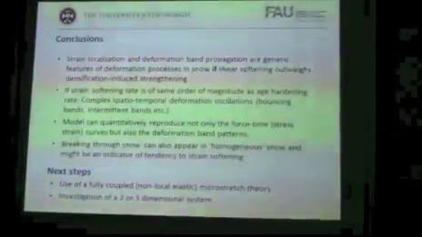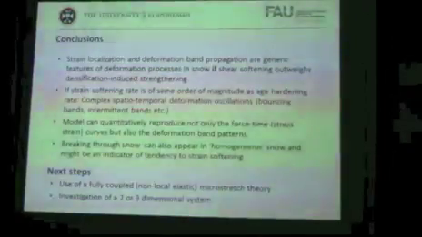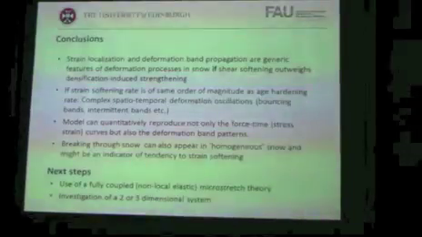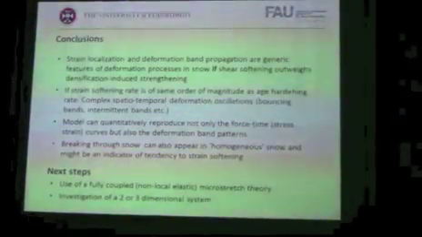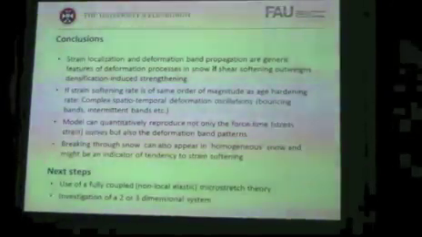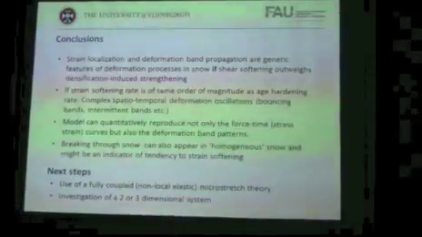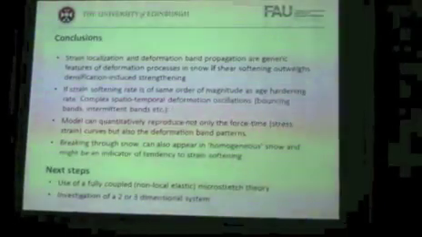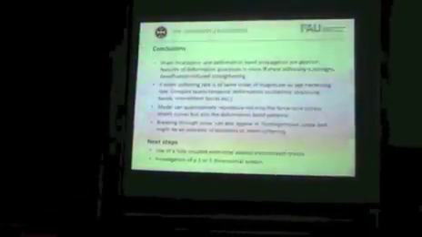So to conclude, strain localization and deformation band propagation are a generic feature of these deformation processes if the shear softening outweighs the densification-induced strengthening. The pattern is just due to the modeling of the yield surface evolution. We also get these interesting deformation oscillations with the bouncing bands and the intermittent bands, and we can reproduce the force-time curves quantitatively.